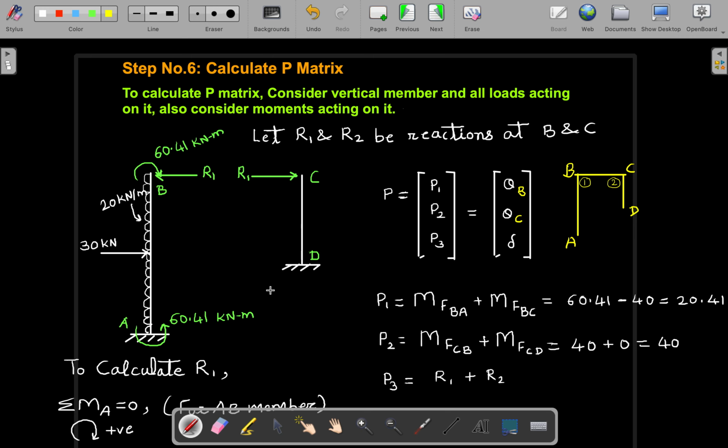Now P3. For P3, when there is some swaying, right? We don't have a resistance mechanism there. Because of that swaying, some reactions come into the picture. So for P3, let us consider some reactions R1 and R2. Okay, R1 and R2 we are considering. In this case, this is R2.